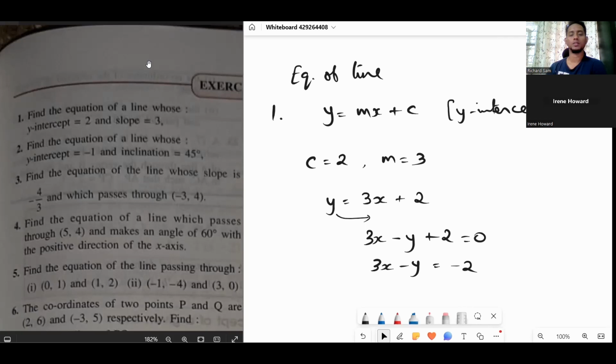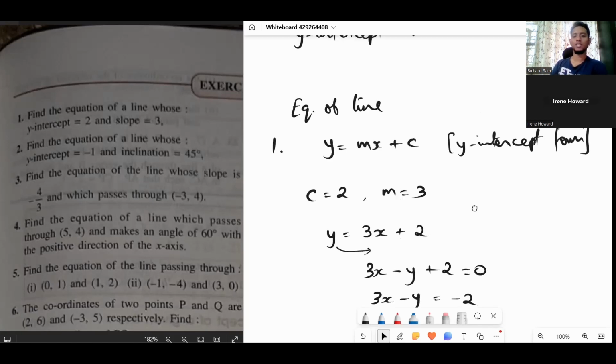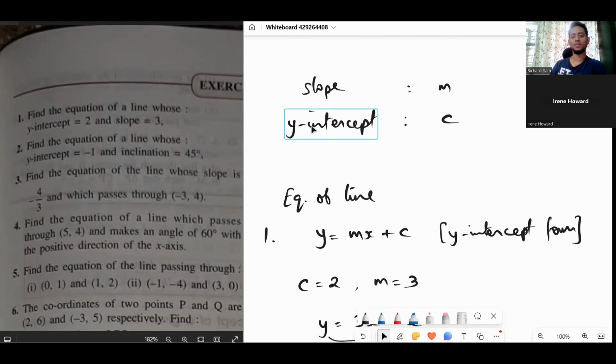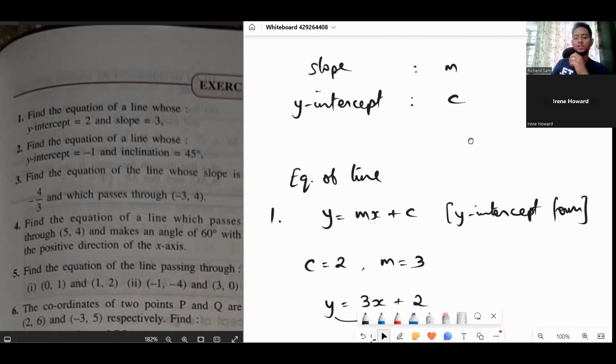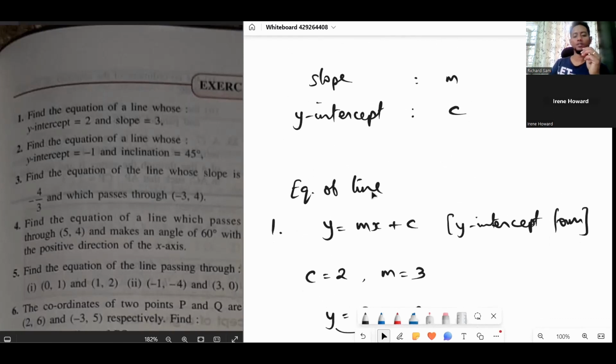On the x-axis, the y point is always 0. So only the x value is the x coordinate. On the y-axis, x value is always 0. So y value is the y-intercept. Now here in this, we need the y value. That y-intercept is represented with the alphabet C. Slope is represented with the alphabet M. Using these two values, we're going to find the equation of the line.